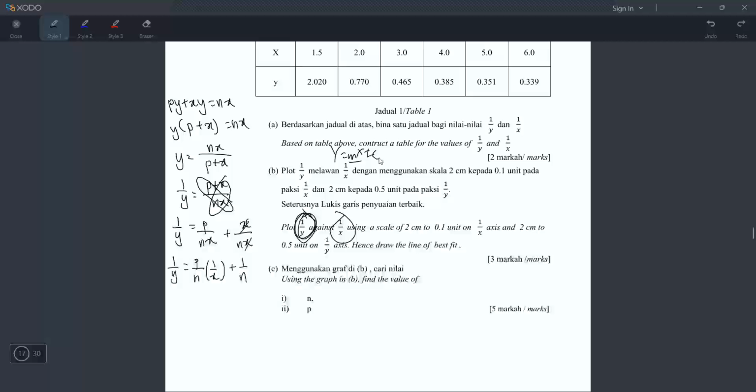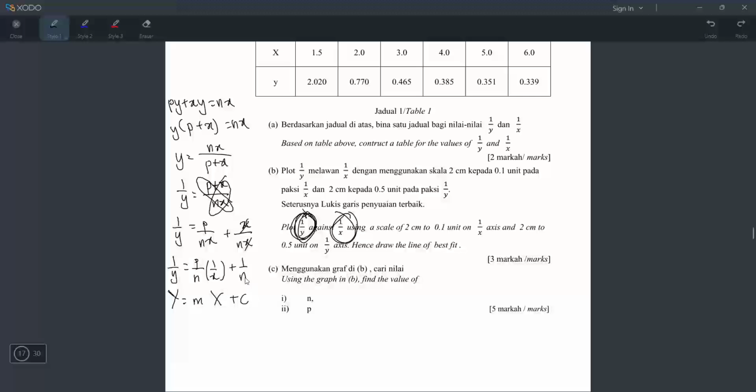The m and x have to be separate. They cannot be mixed together. That's why this x I have to put aside, in brackets like this. So this is your linear form. After you change to linear form, now you can write big Y equals m big X plus c. You can see your y-axis is 1 over y, your x-axis is 1 over x. It means, what is your gradient? P over n. So p over n is the gradient.